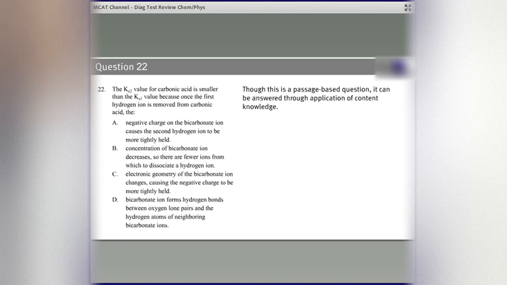Let's start with question number 22. Now, again, the question's kind of long. Answer choices are really long, but since it's discrete, let's see if we can figure something out here. All right, the Ka2 value for carbonic acid is smaller than the Ka1 value because once the first hydrogen is removed from the carbonic acid, well, okay, we need to know a couple things here, don't we? First of all, carbonic acid.